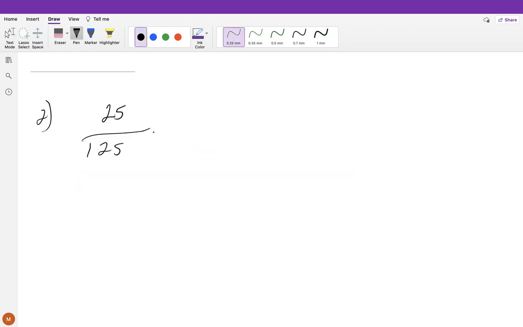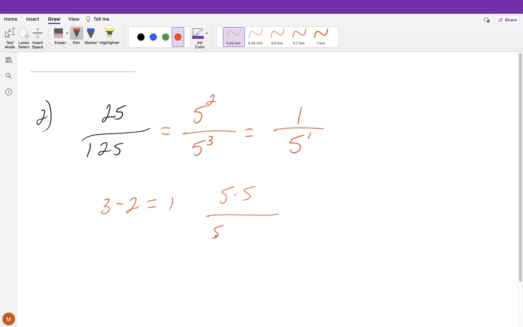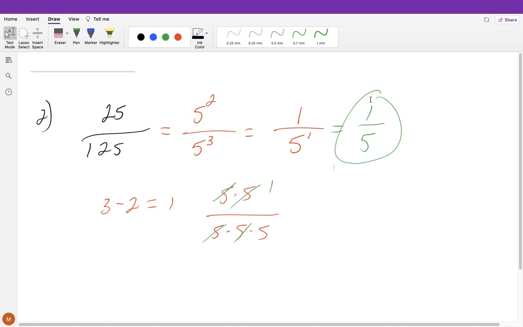All right, so here we have 25 over 125. So first we're going to rewrite, well, 25 can be rewritten as 5 squared, 125 is 5 cubed. So I have more 5s in my denominator, so I know my number is going to end up there. 3 minus 2 is equal to 1, so I'll have 1 left over. And then since that cancels out, because it's the same as 5 times 5 over 5 times 5 times 5, we know that we're canceling out these two 5s here, and we're left over with 1 in our numerator. So this is then equal to 1 over 5. And that will then be your answer for this.